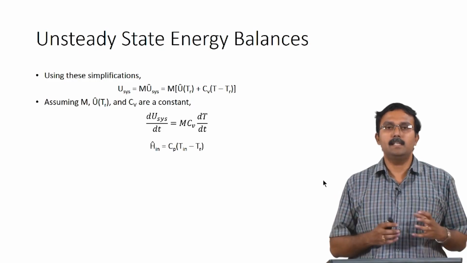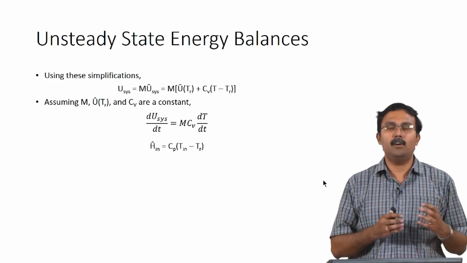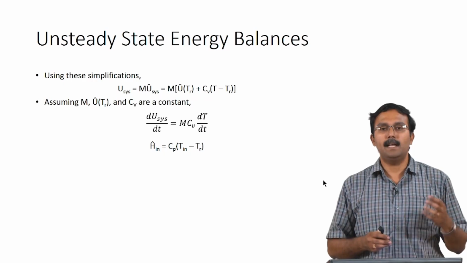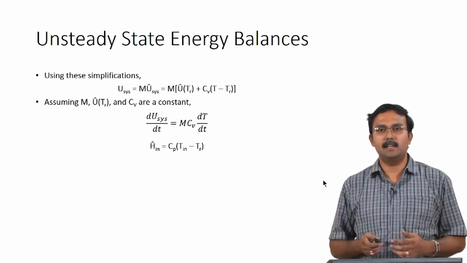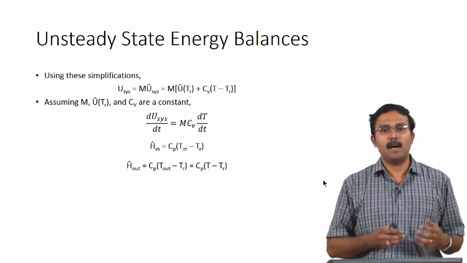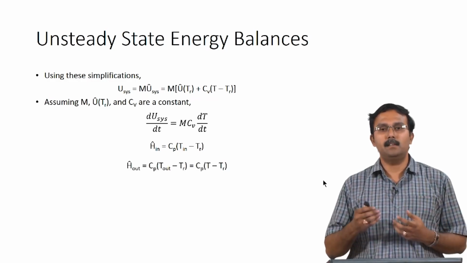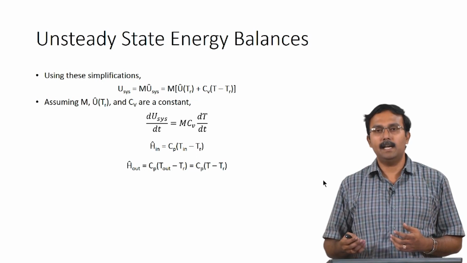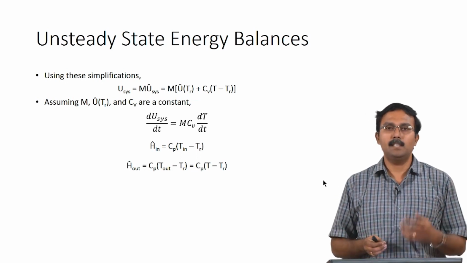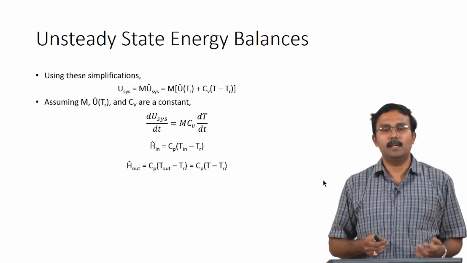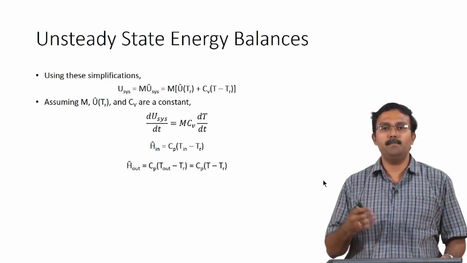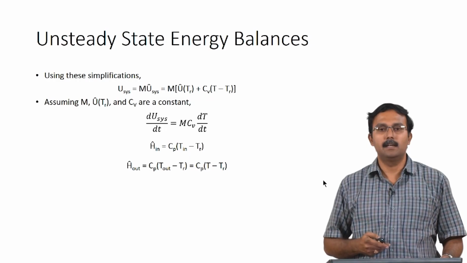H cap in, which is the enthalpy of the inlet stream, can be given as Cp times (T in minus Tr), where Tr is the reference temperature, and H cap out would be given as Cp times (T out minus Tr). T out, as we already mentioned, would be equal to the system temperature T. So, H cap out would be given as Cp times (T minus Tr).